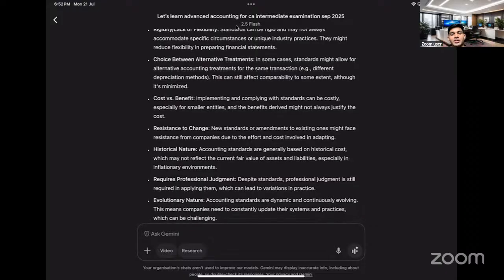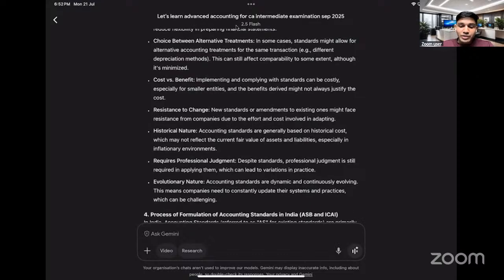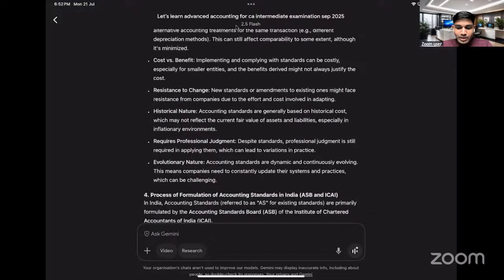Cost versus benefit: implementing and complying with standards can be costly, especially for smaller entities, and the benefit derived might not always justify the cost. Resistance to change: new standards or amendments to existing ones might face resistance from companies due to the effort and cost involved in adapting. Historical nature: accounting standards are generally based on historical cost, which may not reflect the current fair value of assets and liabilities, especially in inflationary environments.